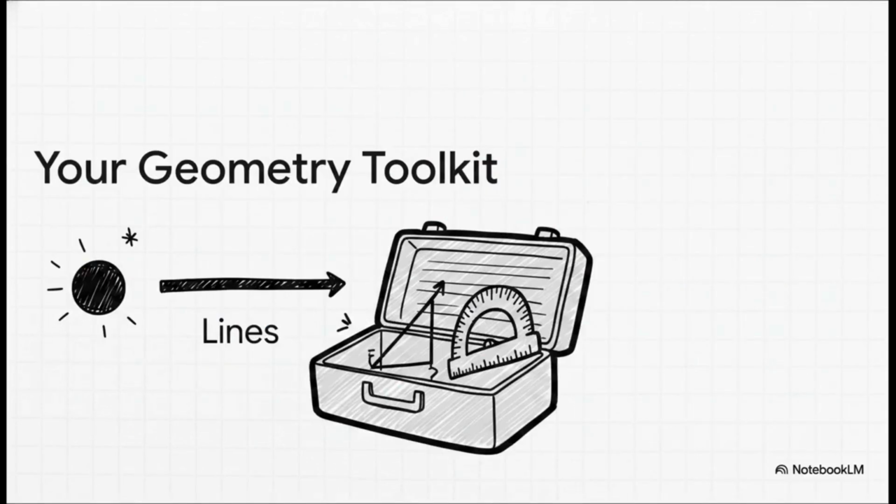To uncover these secrets, we're going to build everything from absolute scratch today. And we're using just 4 basic tools in your geometry toolkit. We'll start with tiny points, stretch them out into lines, crash those lines together to create angles, and finally, we'll wield our ultimate measuring device, the protractor.